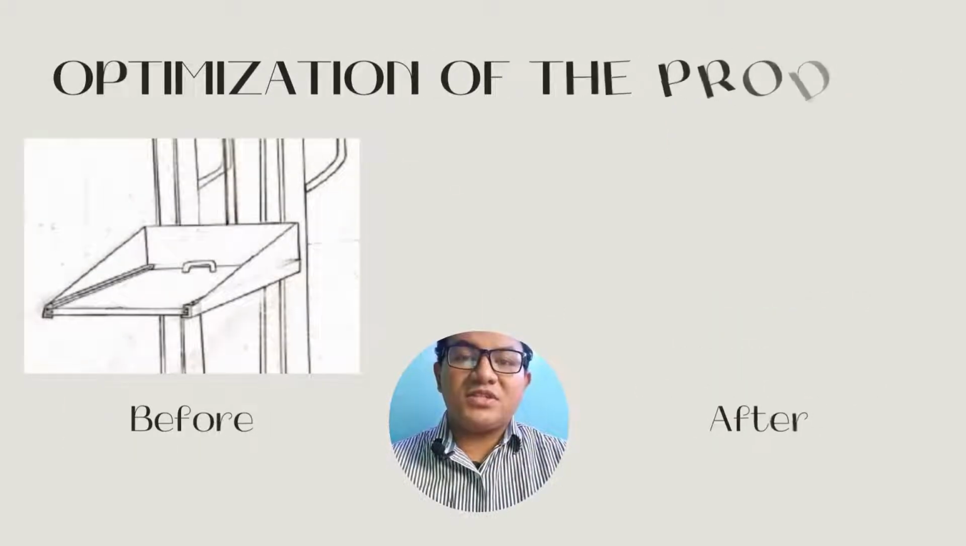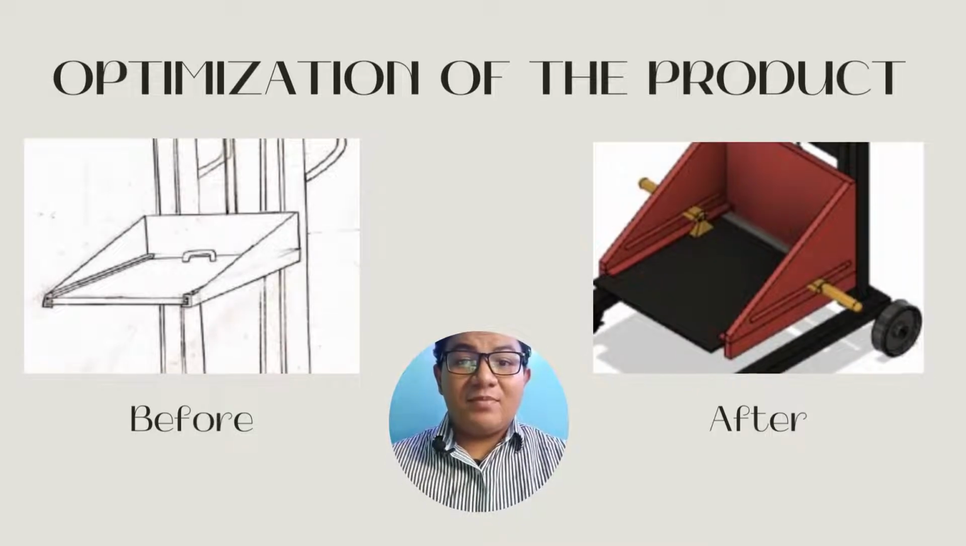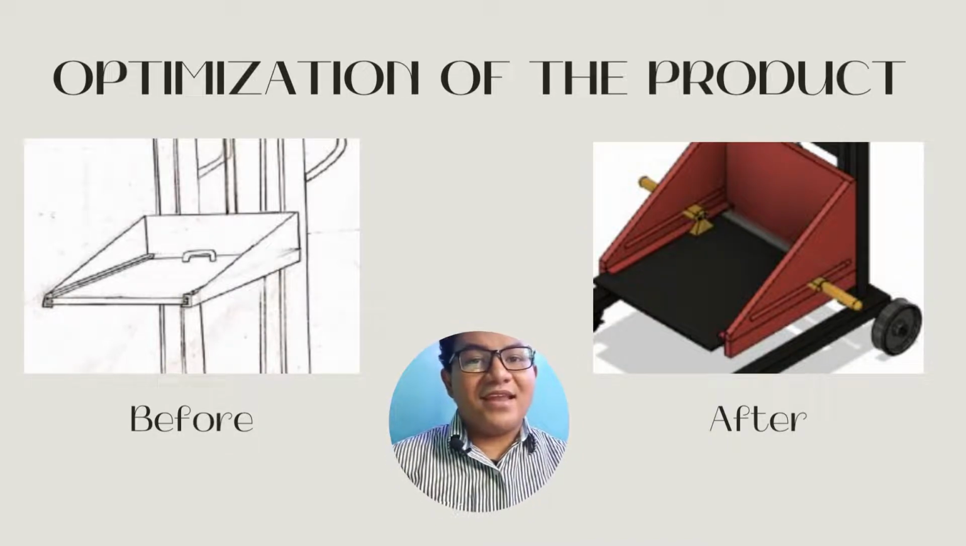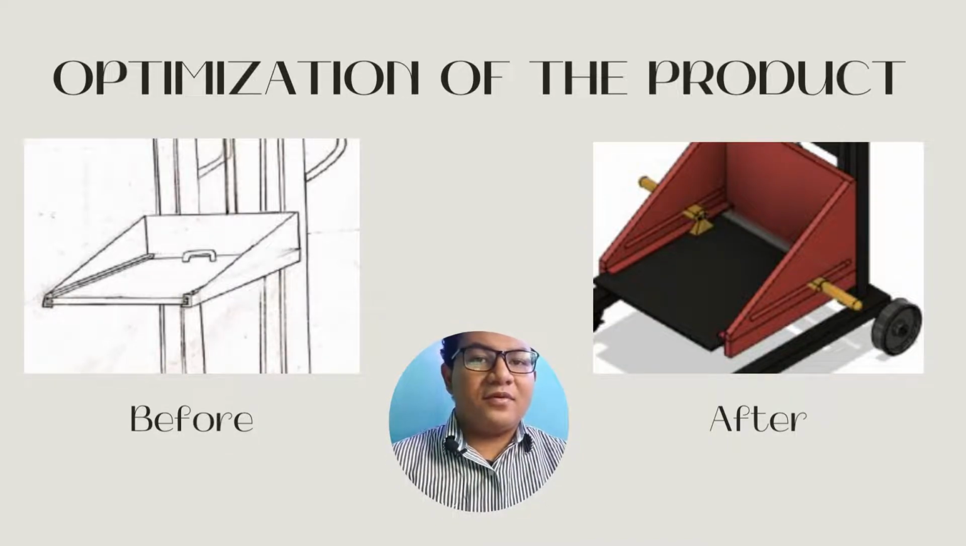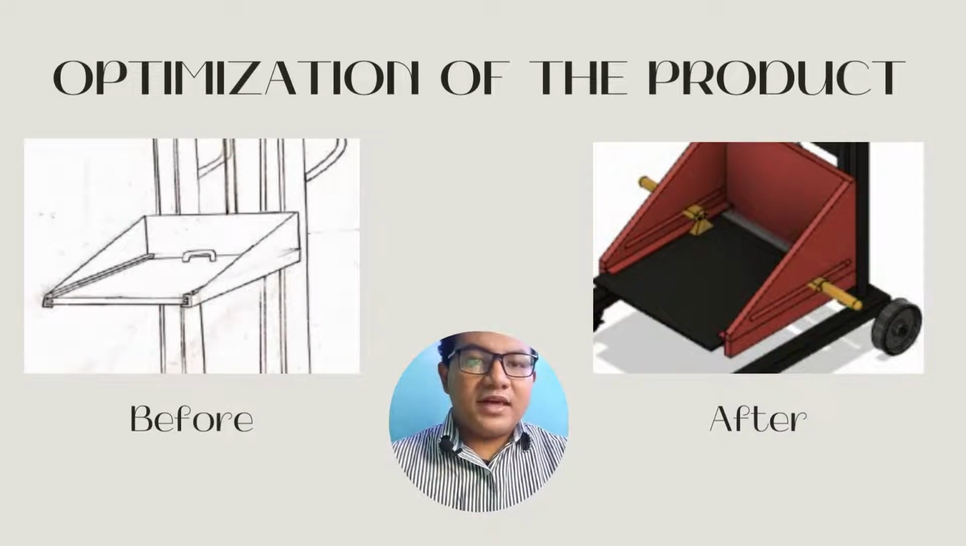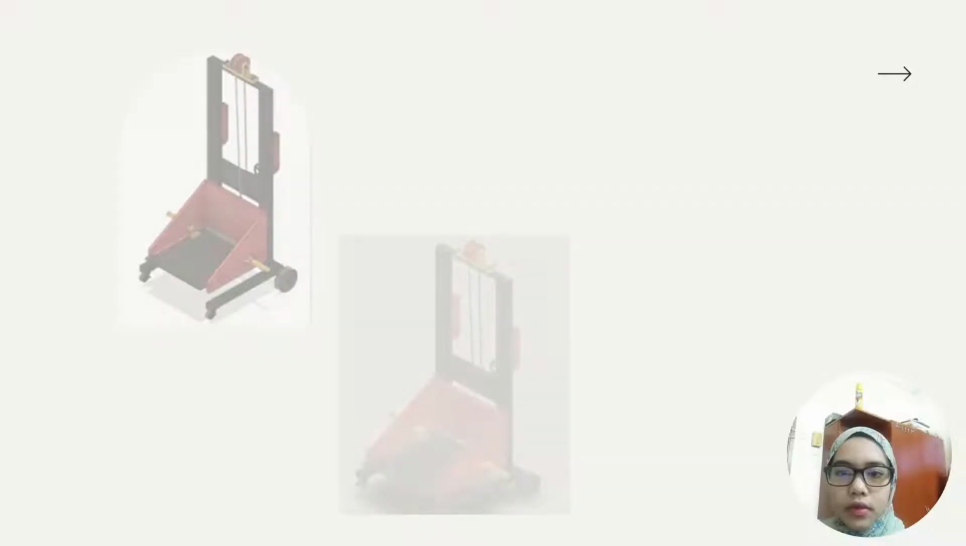Next, we will go to the optimization of the product. As we can see in the before diagram, the handle is not suitable for this design. So we redesigned it with this handle, shown in the after design, which is more suitable to use.